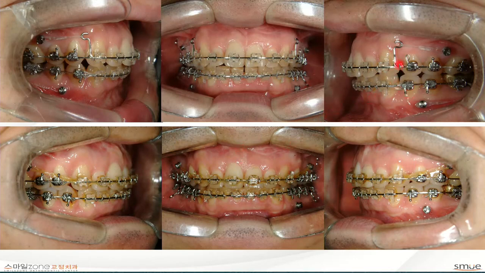From a class 2 situation, it turned into class 1.